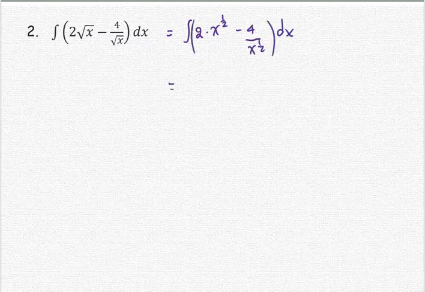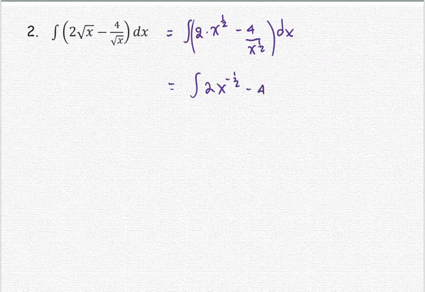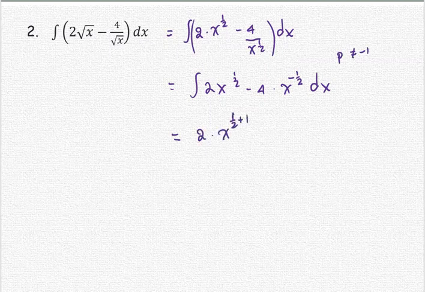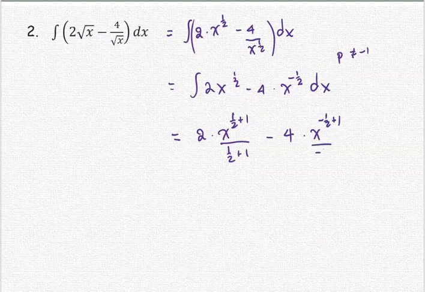And then rewrite the second term with a negative power to get negative 4 multiplied by x to the negative 1/2 with respect to x. And then apply the constant multiple and the power rule to each of them because the p of both is not equal to negative 1. The first term will be 2 multiplied by x to the power 1/2 plus 1 divided by 1/2 plus 1. Second term, minus 4 multiplied by x to the negative 1/2 plus 1 divided by negative 1/2 plus 1, and then plus c.